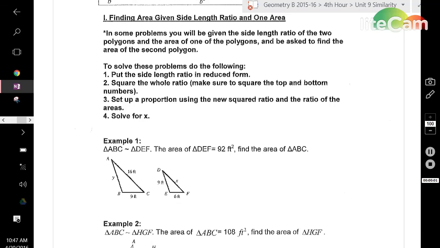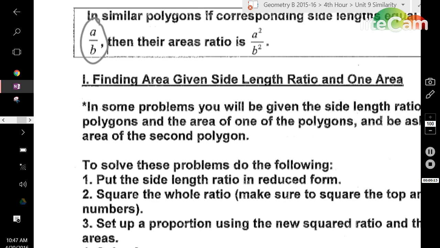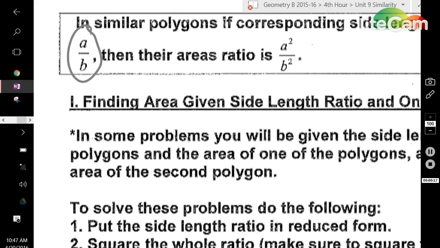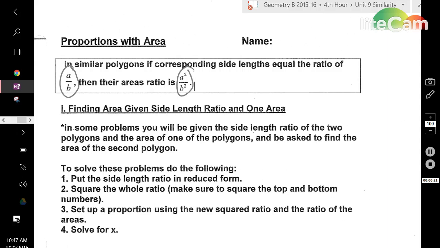In this video, we are going to learn how to find missing side lengths and missing areas with two similar figures. The relationship between a side length ratio and an area ratio is that the side length ratio, be it A over B, the area ratio will be A squared over B squared. This happens when you, for example, take a square that is, let's call it, side length A and side length A.